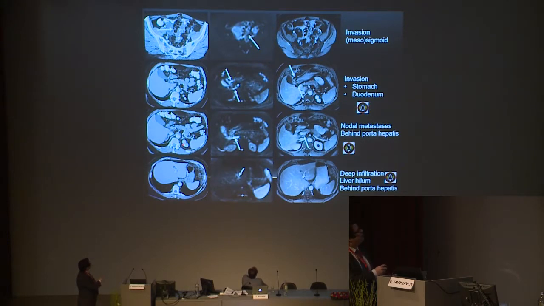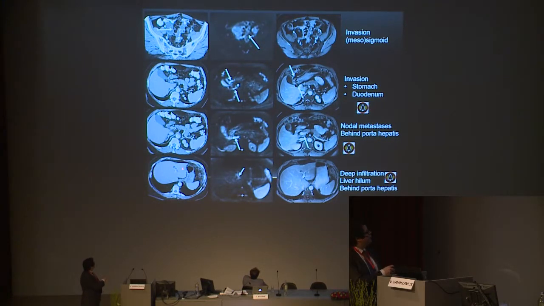Also, according to the Leuven operability criteria, nothing apparent on the CT scan, but behind the portal vein, two extremely bright lymph nodes. Lymph node metastasis behind the portal vein makes surgery, as you know better than me, very difficult.